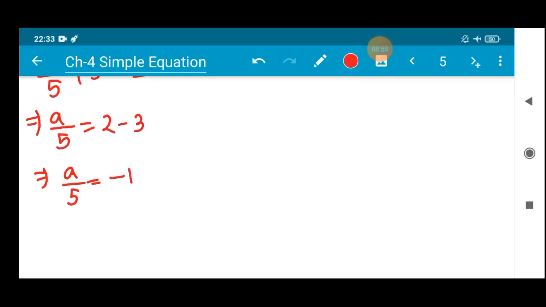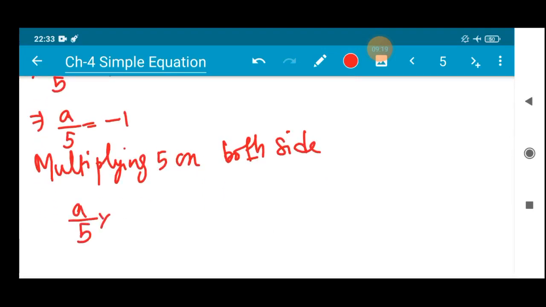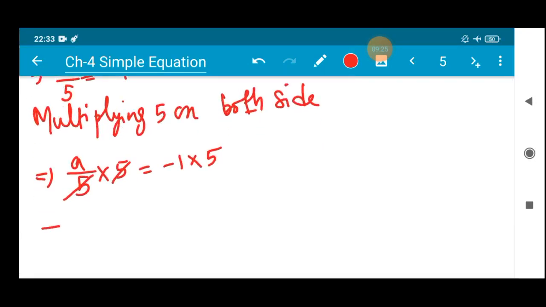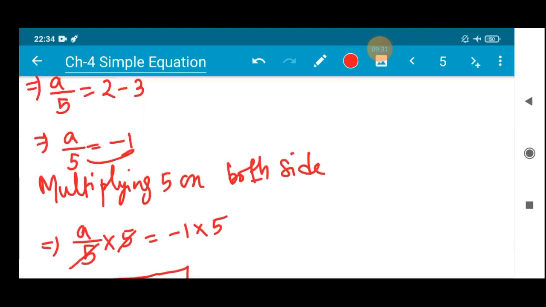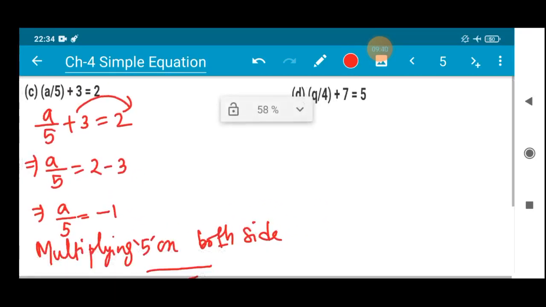Now minus 1, right? Now here 5 is there, so you can directly multiply with this 5, or the method we are doing, that is multiplying 5 on both sides. We get a by 5 into 5 is equal to minus 1 into 5. So the 5 gets cancelled out. The value of a will be equal to minus 5. Very simple. So I have got the answer directly. 5 ones are 5. So you can use that method also, or you can use this method, which is a little bit lengthier, but if you are clear with this, you can use this technique.